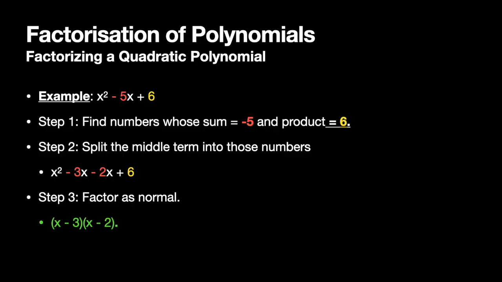So once we determine those two numbers, we can split the middle term, which is negative 5x, into those two numbers. The two numbers in this case that add to negative 5 and multiply to 6 are negative 3 and negative 2. So we can split up negative 5x into negative 3x and negative 2x. And then finally, we factor out each section. So we factor x to the power of 2 minus 3x, and we factor negative 2x plus 6 to get our final answer here, indicated in green.